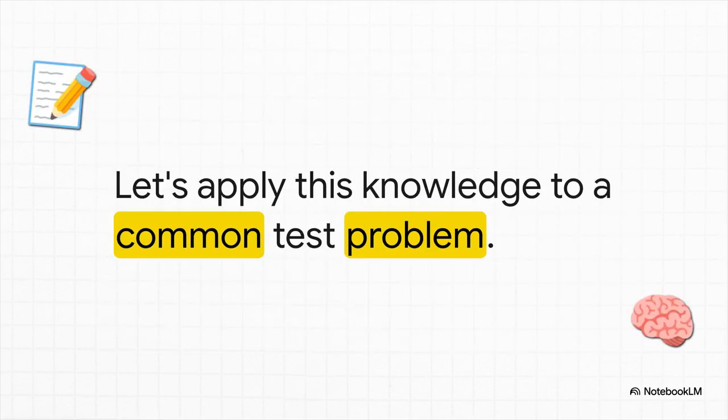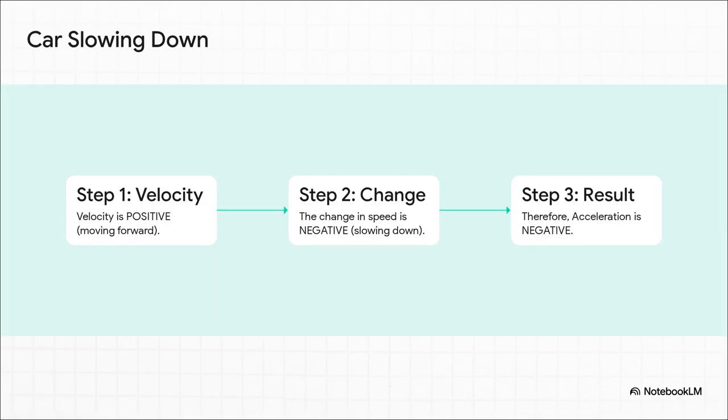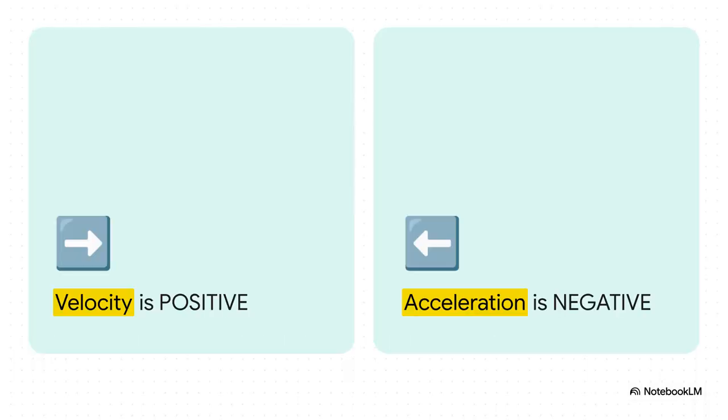All right, theory's great, but let's apply this to a real test question you might actually see. So, a car is moving forward, but it's hitting the brakes. What's happening? Let's break it down. See? The velocity is positive, but the acceleration is negative. They're opposites when you slow down.